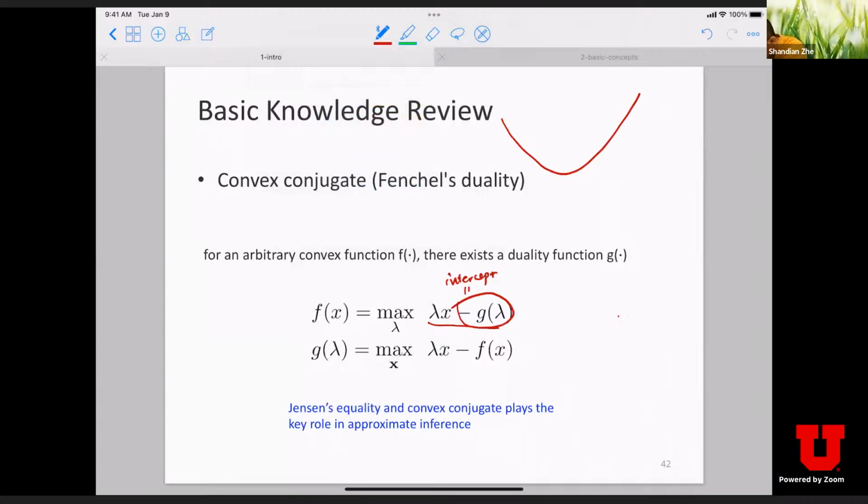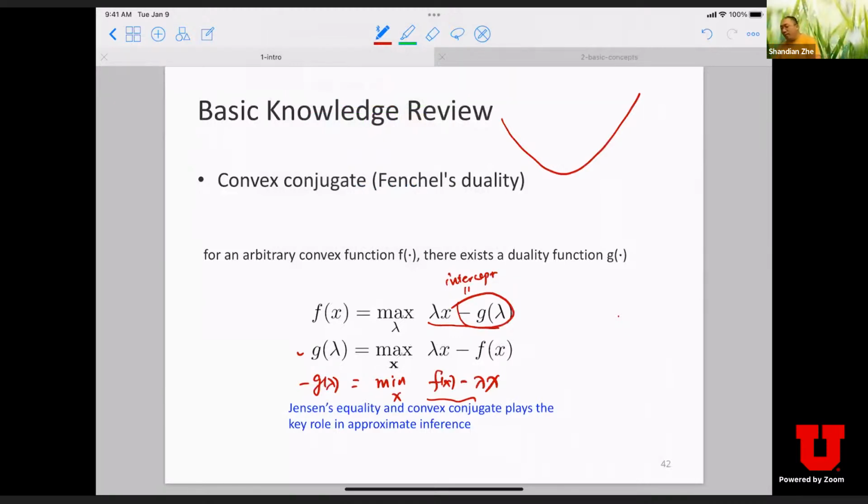According to here, g of lambda is the maximum of this guy. That means minus g of lambda is the minimum over x of f of x subtracted by lambda x. So we're going to verify that, by doing this minimization, it indeed gives you the intercept of your tangent line with slope lambda. Are we on the same page?